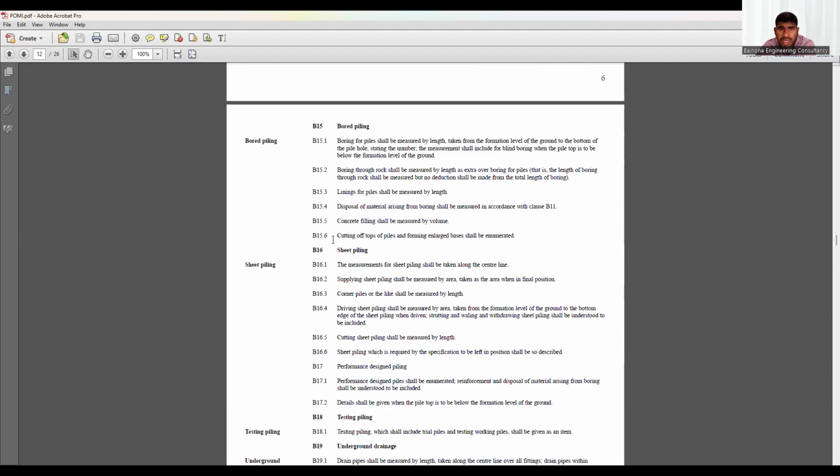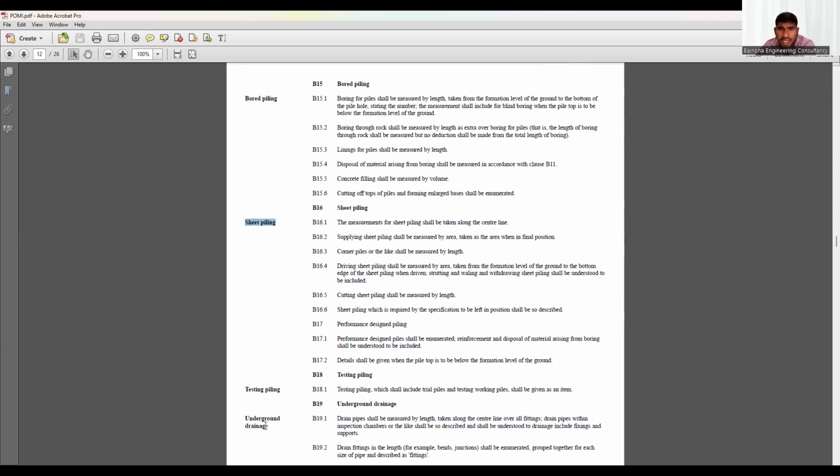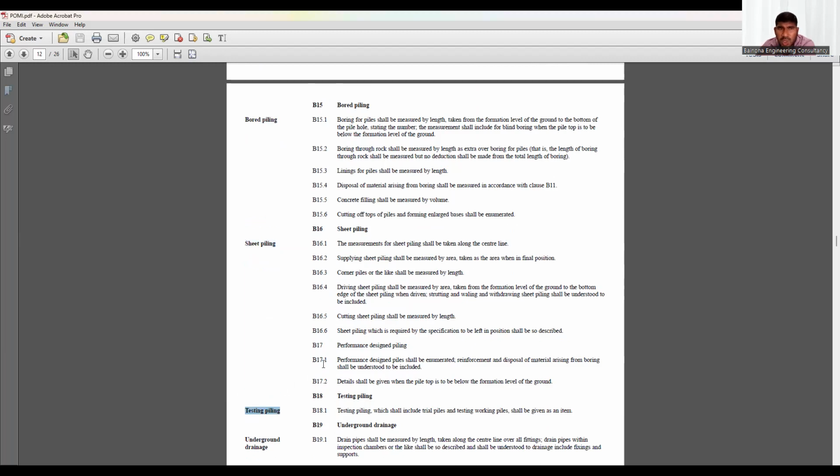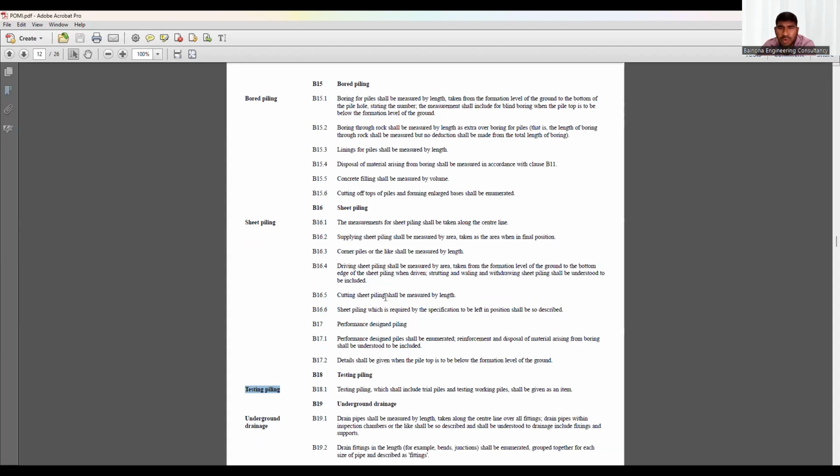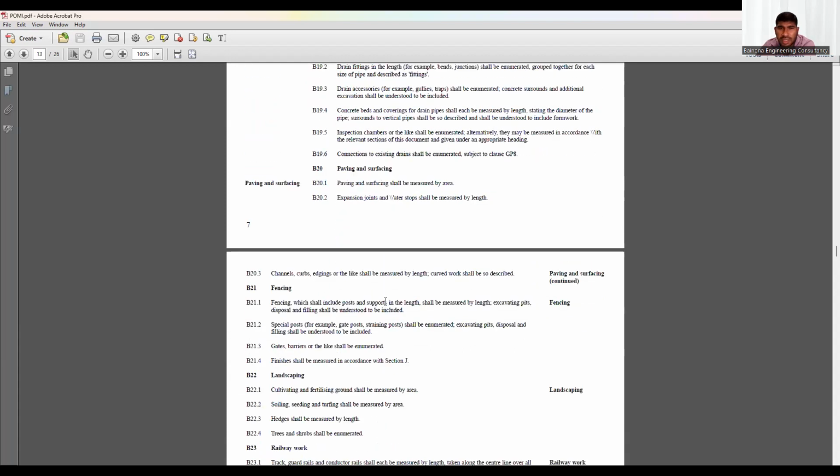We are mostly dealing with bored piling, where we bore the pile, and also we do some sheet piling for the shoring system, and the testing of piling. So I think with this we'll stop today, and we will continue with the site work, then excavation, and then concrete block work, and moreover the most important items.